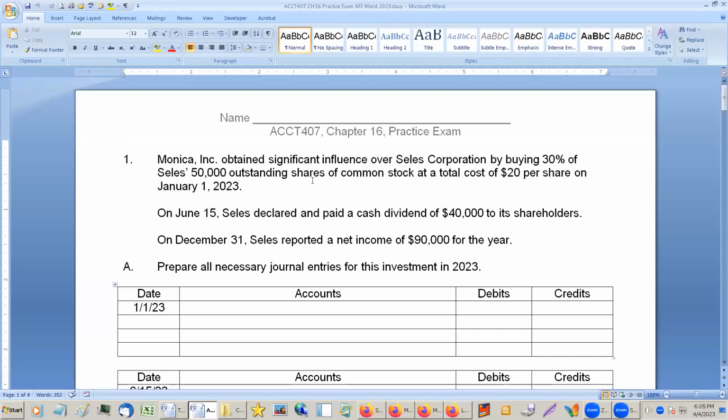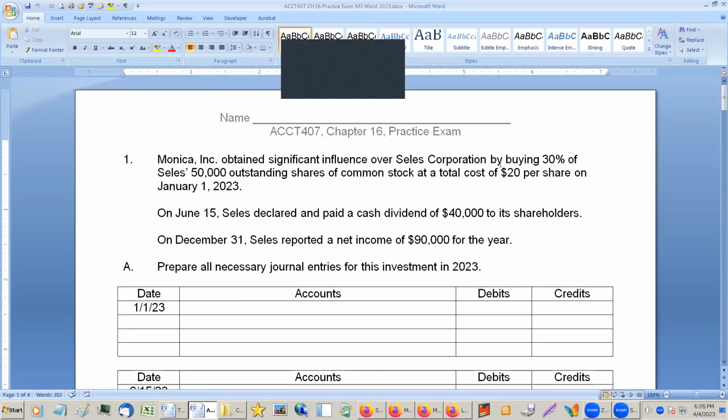We have a thing called consolidations, and that's when you have more than 50% and you take the two companies and make consolidated financial statements. But they still use the equity method. The equity method is still used by a majority of people that do the consolidations. So this equity method is not really a one-off. You're going to see it again in 414 if you're not already taking it.